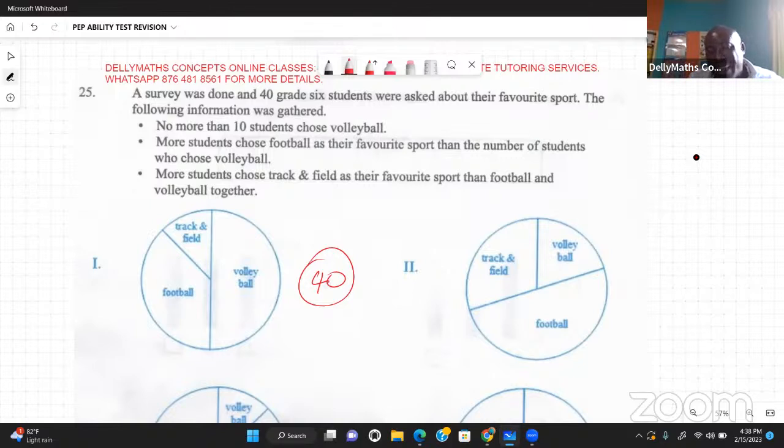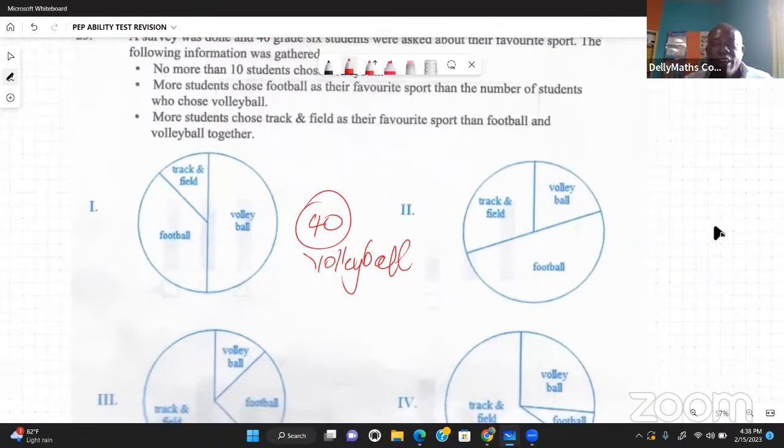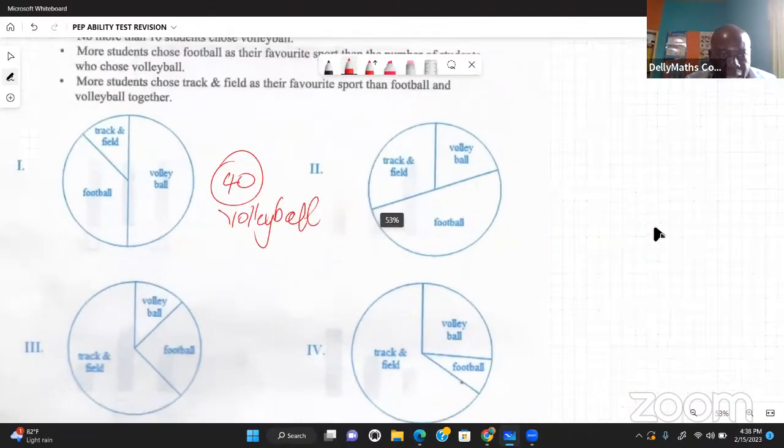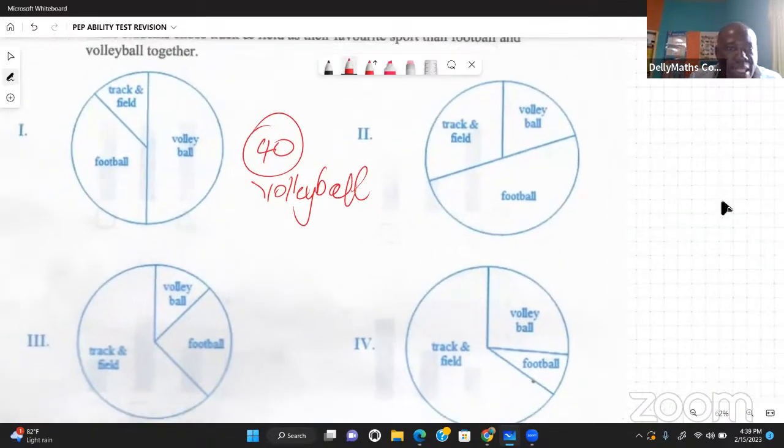So you want to know the relationship between 10 and 40. 10 is a quarter of 40. So when I'm looking for this volleyball, it cannot be more than a quarter of my circle, because it says no more than 10 and 10 is a quarter of 40. So the most volleyball I could have is a quarter. It has to be a quarter or less. So I'm going to eliminate some stuff with too many volleyballs right now. So this cannot be it. That's too many volleyballs right there.